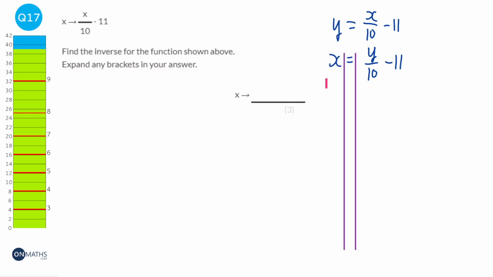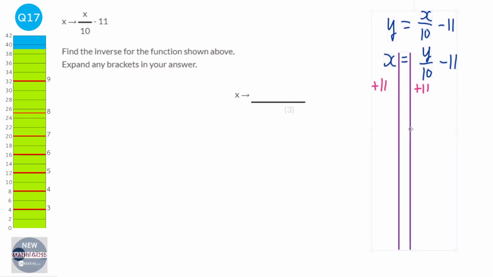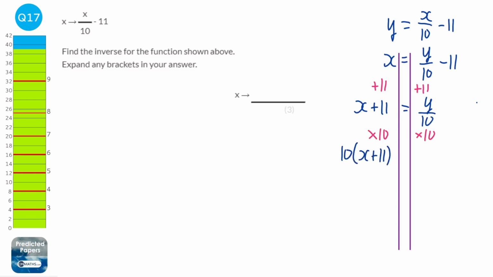So we're going to first of all add the 11 both sides. And I've made an amateur move here. I've not left myself enough room, so let's just scoot that across. Okay, so add the 11, so it would be x plus 11 equals y over 10. Next thing we're going to do is multiply by the 10 to get y on its own. So it would be 10 brackets x plus 11 equals y. Expand those would be 10x plus 110 equals y.